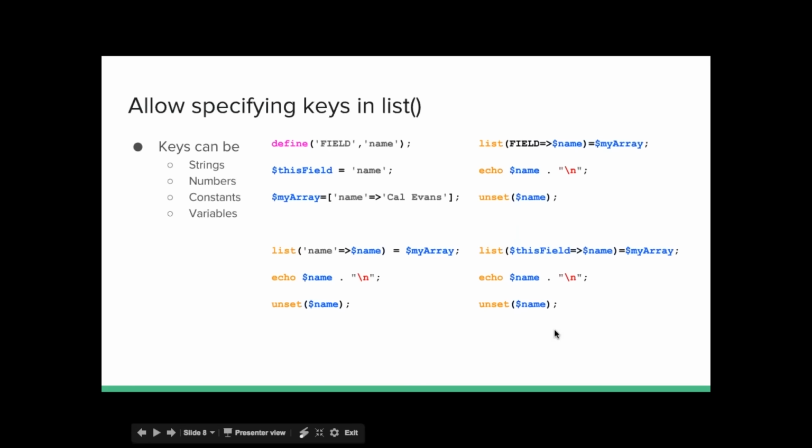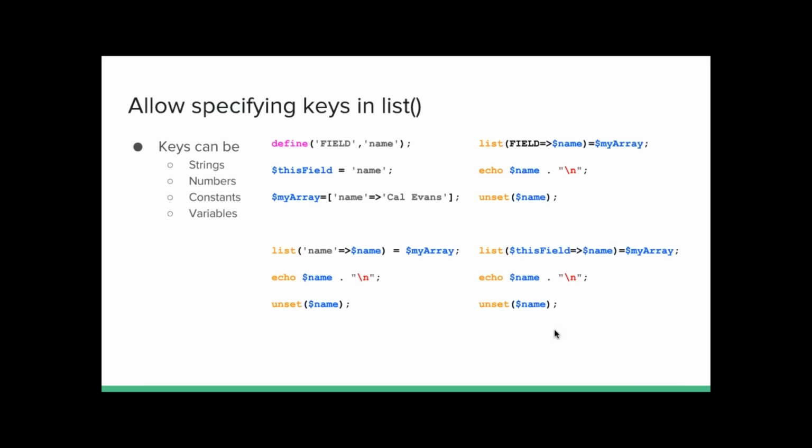Now, keys can be anything. Keys can be strings in list. Keys can be strings. They can be numbers. They can be constants. They can be variables. This code that I've got here, I've gotten two columns, but just pretend it's all one big line of code.